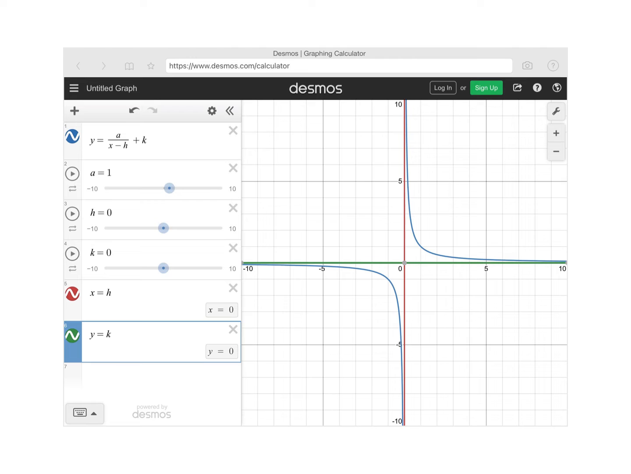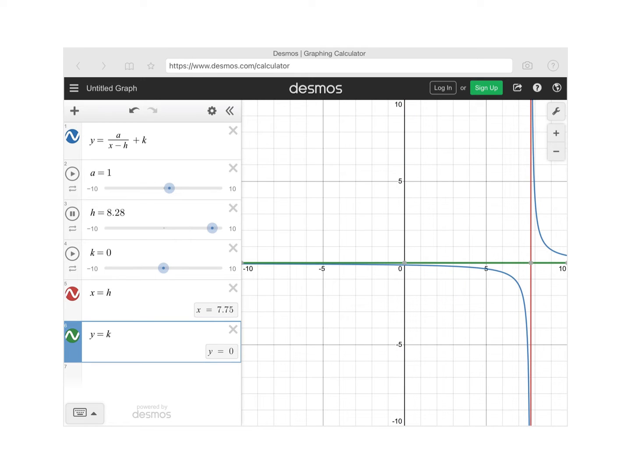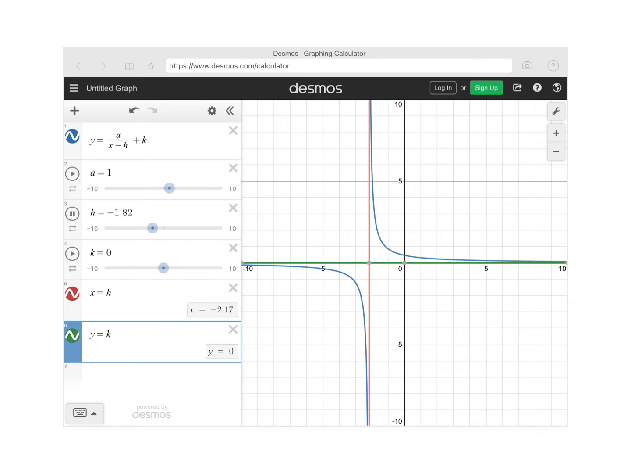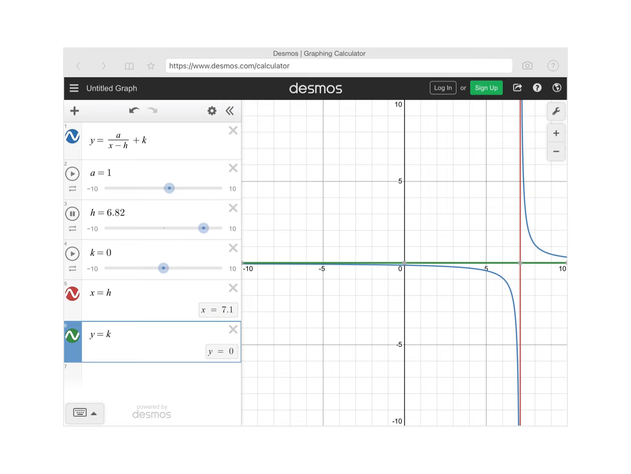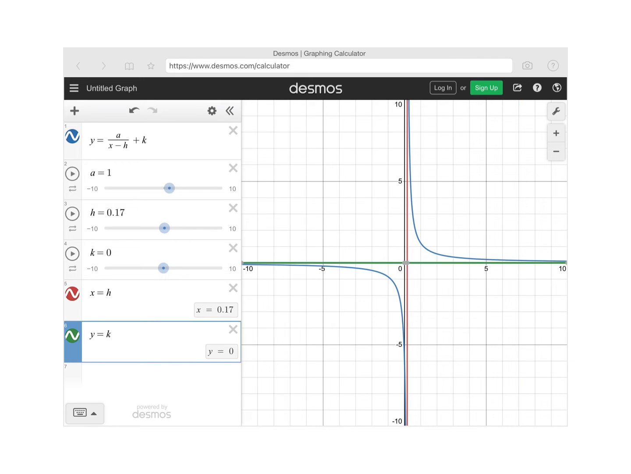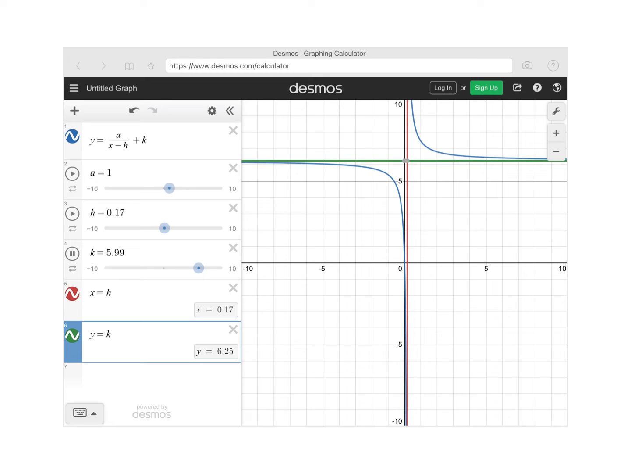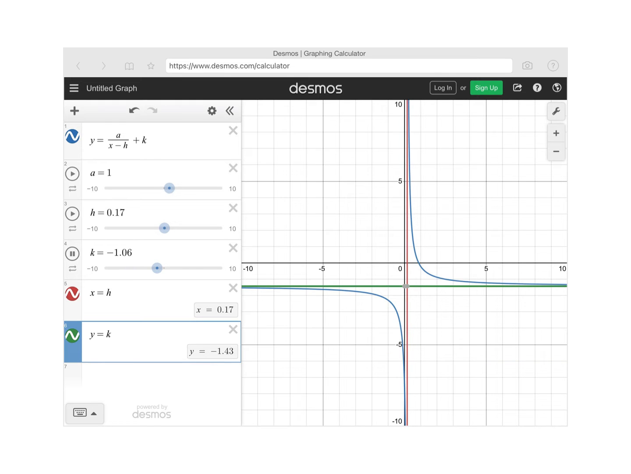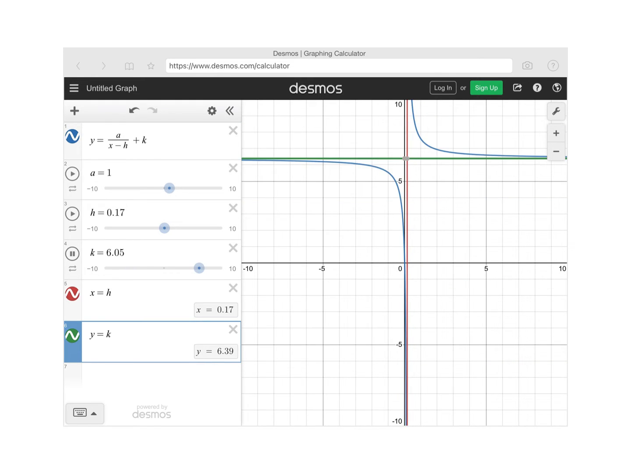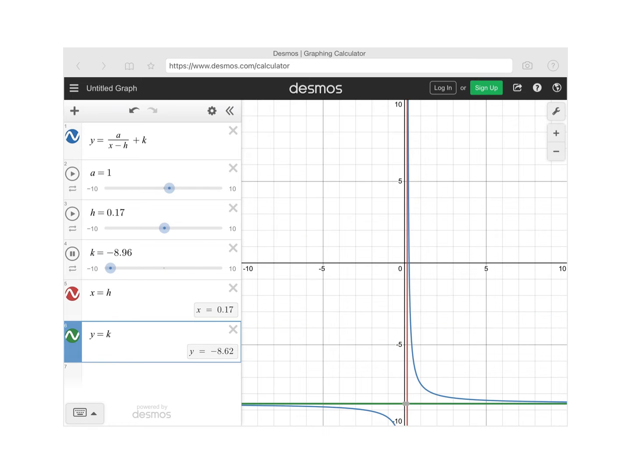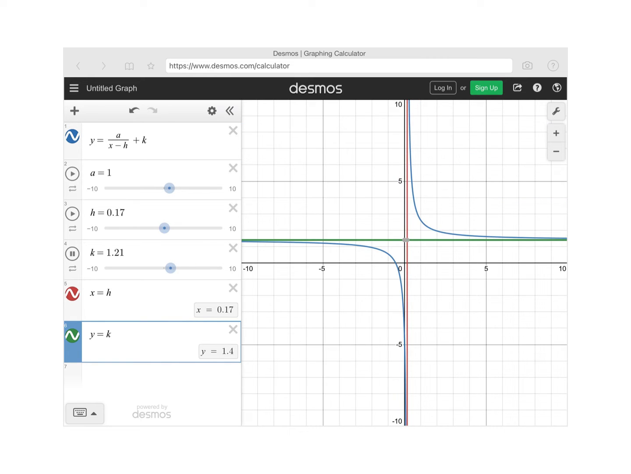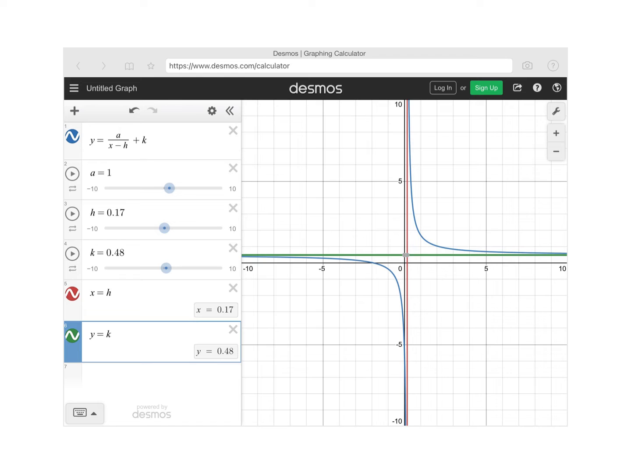We said h moves the graph right and left. So as we see h changing, we see the graph move right and left with h, right? And as we move k, we see the graph move up and down, just like has been true of every other transformation that we do, right? The number added outside is the vertical translation. The number inside the function, which in this case is the denominator, moves it left and right. And here's the question of the day, what did a do to the function when we changed a?